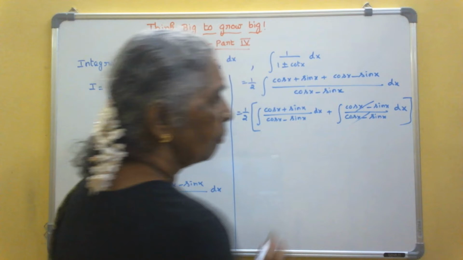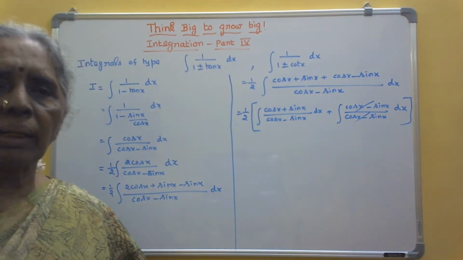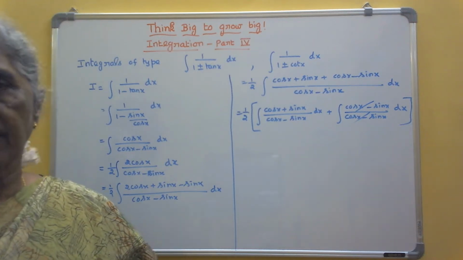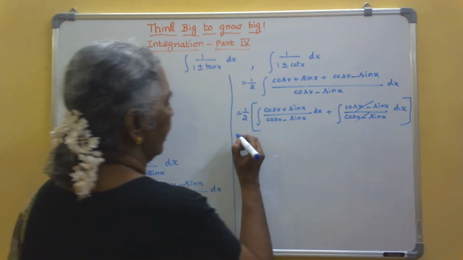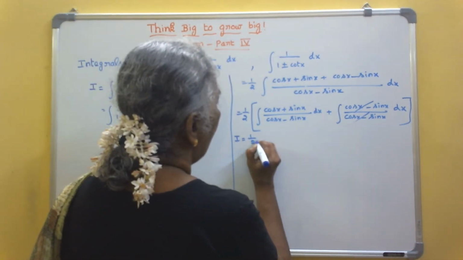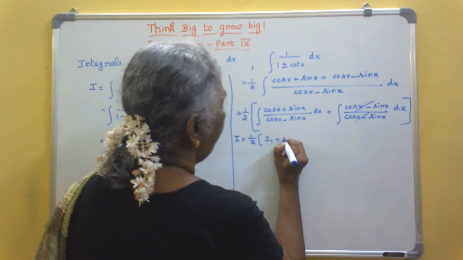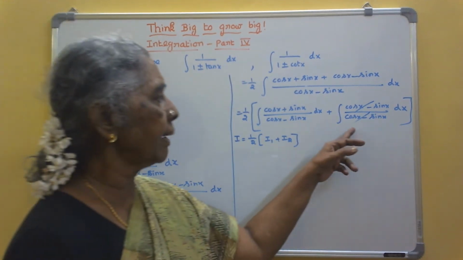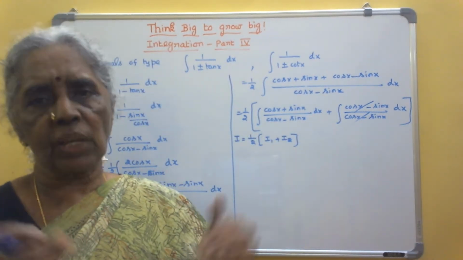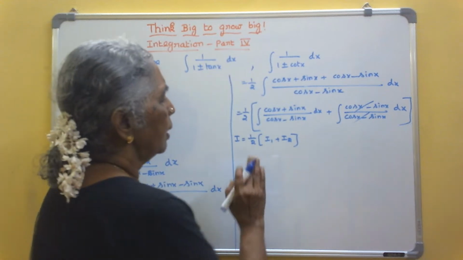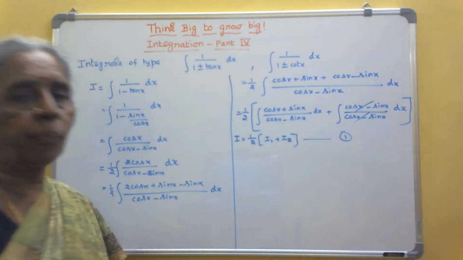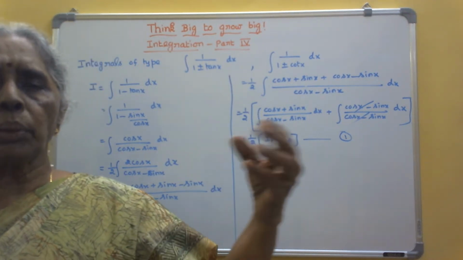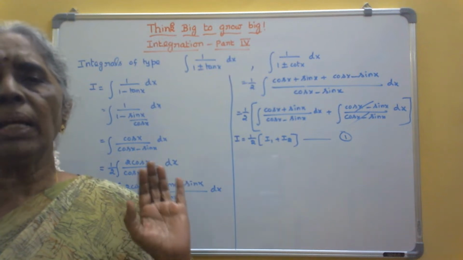The second, both will get cut. You will straight away get only integral dx. Now, for easier understanding, I am going to represent this as I is equal to half into I1 plus I2. That is, this integral I say I1, this integral I say I2, so that it is easy for us. So now, I will mark this as my step 1 because I am going to integrate I1 separately, I2 separately. Then I will add them together.